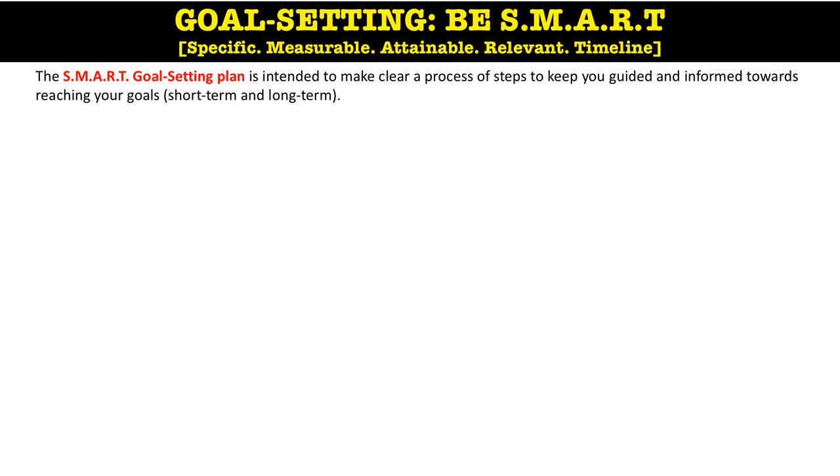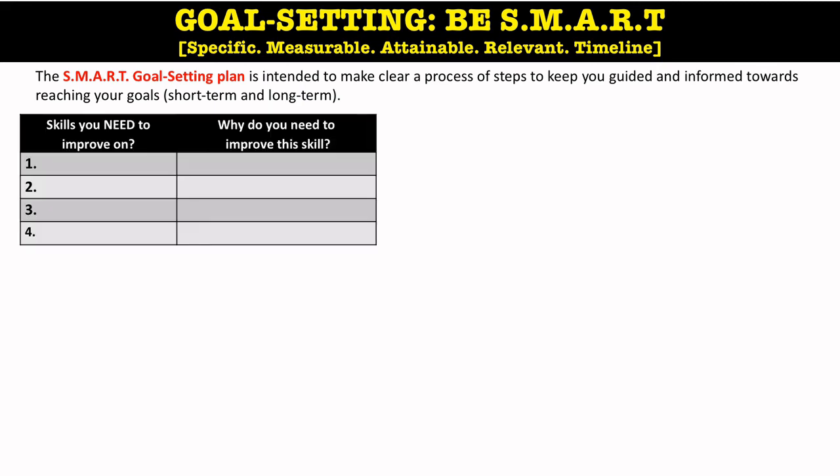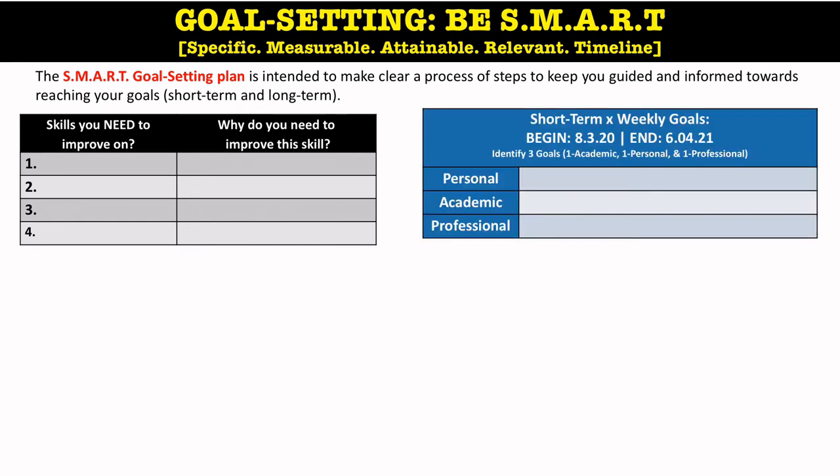All right. So here at the clubhouse, we have a process and a plan that guides us in our conversations with our members. What we like to do is ask our members, what skills do you need to improve on, and can you explain the why? Right? Always going back to the why, because that helps define the purpose. And then connecting it to these short-term or weekly goals, right?